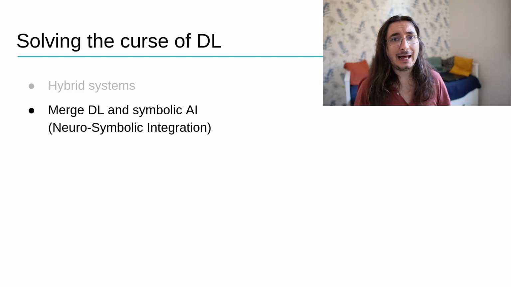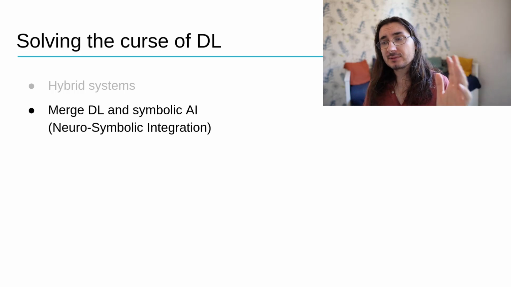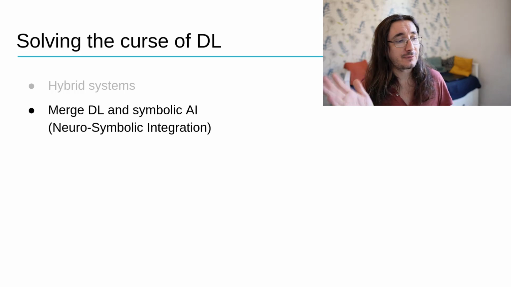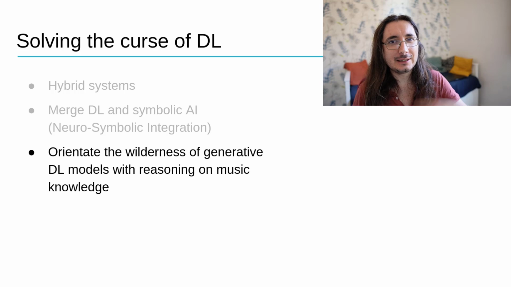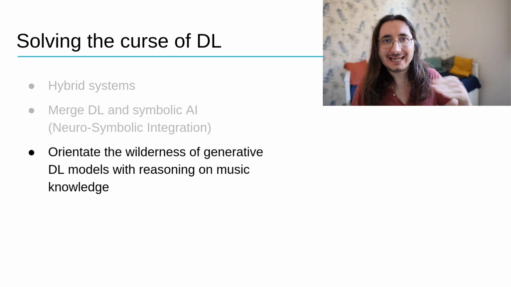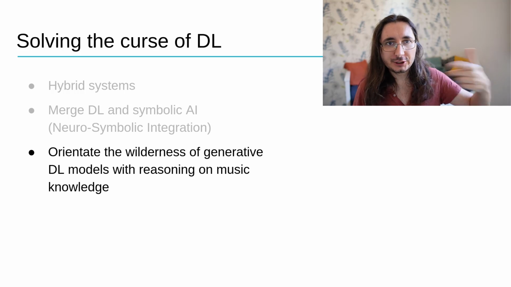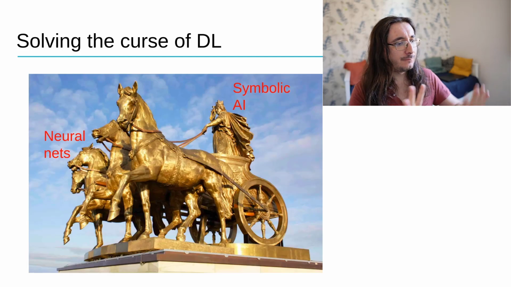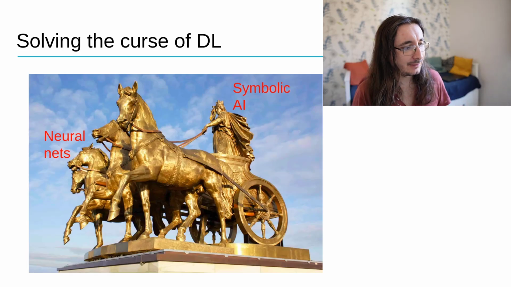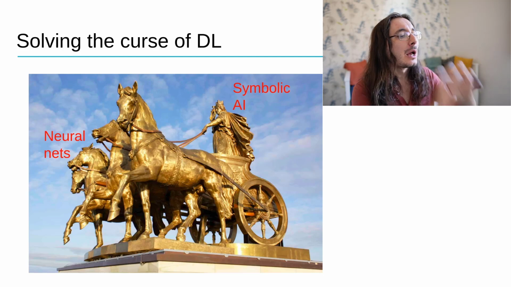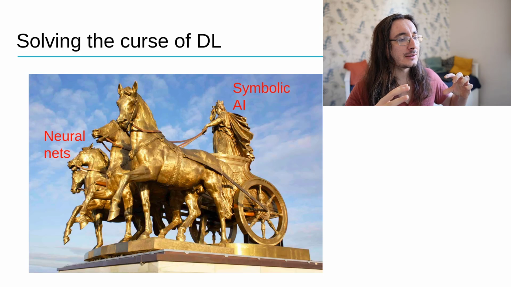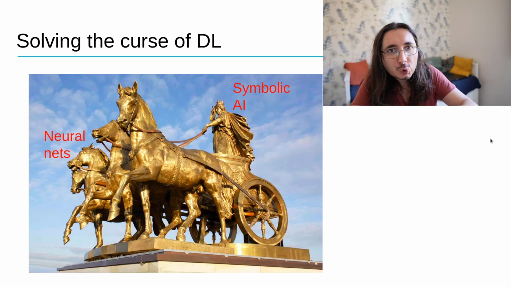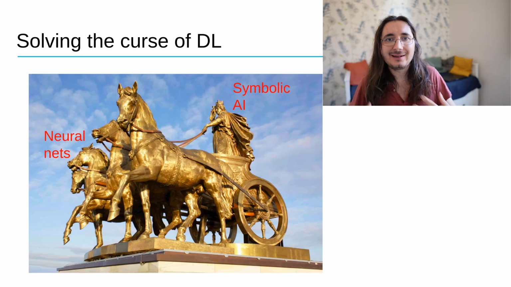By merging these different techniques, we can achieve something cool. That is, we're going to have the wilderness, the generative power of deep learning, but then at the same time we're going to have musical knowledge that comes from symbolic AI. Indeed, the ultimate goal is that of orienting the wilderness of generative deep learning models with reasoning on music knowledge. This is another visual analogy that expresses what I have in mind here. So you have these wild horses and they are the neural nets, and then you have the person who controls the wild horses there, and that is symbolic AI.